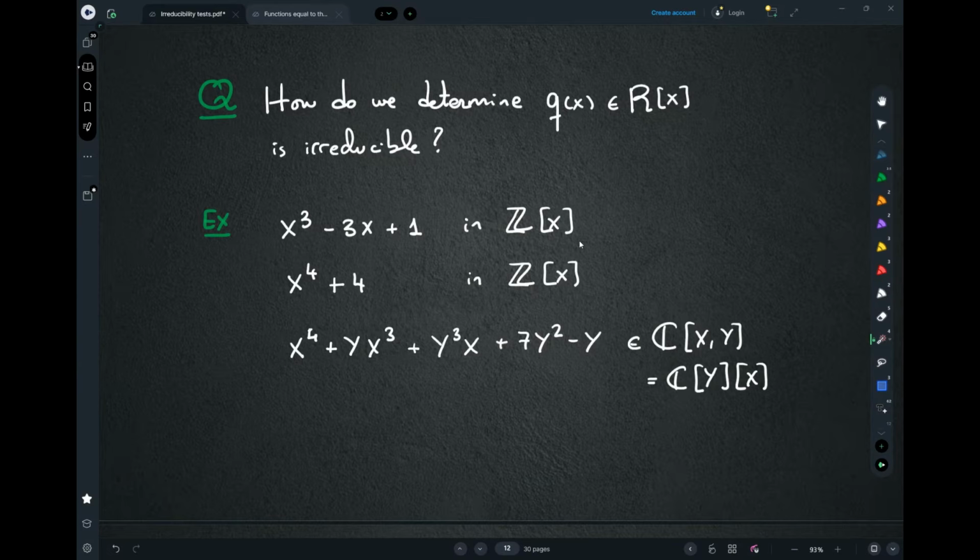So now the natural question is, how do we determine that a polynomial is irreducible? So I can construct these fields. For example, is this polynomial irreducible in Z[x]? Is this polynomial irreducible in this ring? Well, we're going to develop methods to check whether these polynomials are irreducible.